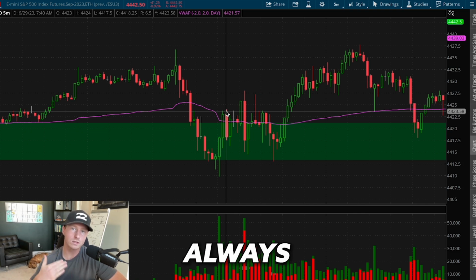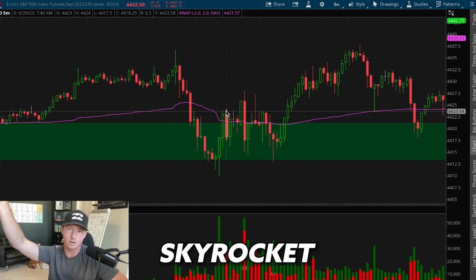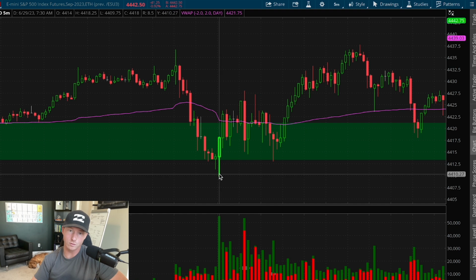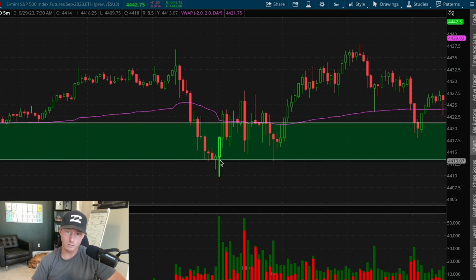Again, you can't always trust and rely that a demand zone means price is just going to skyrocket up, right? Like I said, this could have easily broken through. And if you would have got in right here, right, you could have got stopped out. But in this case, as we can see, we had this nice 5-minute reversal candle. We went to VWAP, we sold off again.